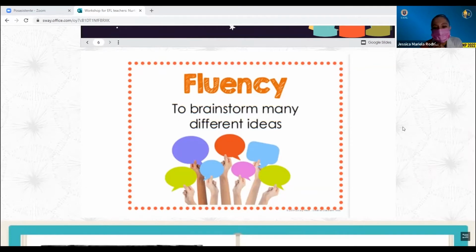With this element, we mean that we have to let our students be able to brainstorm many different ideas, okay? As I told you, it doesn't matter about quality at this moment, but quantity, because what we want is to let our students start thinking about different things, not the same things. And sometimes this takes time, guys.